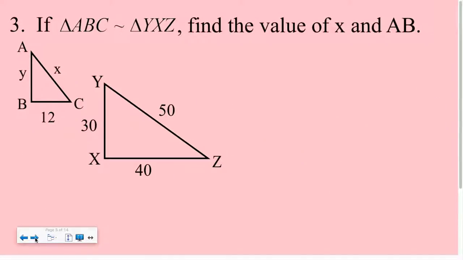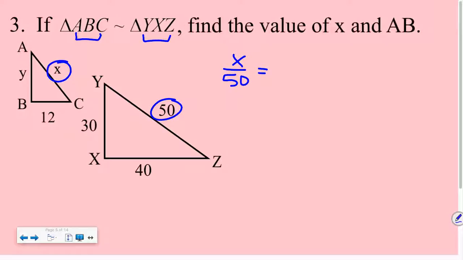Another handful of your questions will be like number 3. Triangle ABC is similar to YXZ. We need to find the value of little x and the length of AB. So my little x here, is that representing a side length or an angle measure? Side. And if these triangles are similar, then their sides are congruent or proportional? Proportional. So then I'm going to have to set up a proportion. I like to start with my unknown. X, which is the length of AC, would correspond with the length of YZ, which is what? 50. So X is to 50.